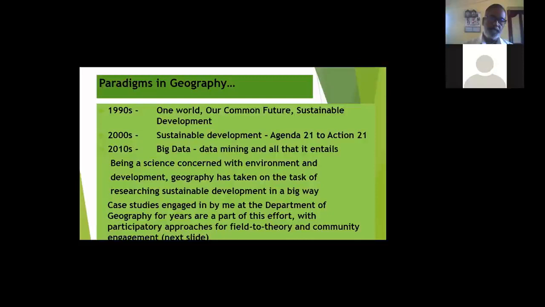How effectively we do it in each country depends on how we think about it, how we act on it, how we work with such ideas as are available. There are the people who met in Rio de Janeiro first and then in Johannesburg, and were meeting every 5 years in all kinds of different places. So in the 2010s, we have today what we call big data analytics. So big data is a paradigm today.